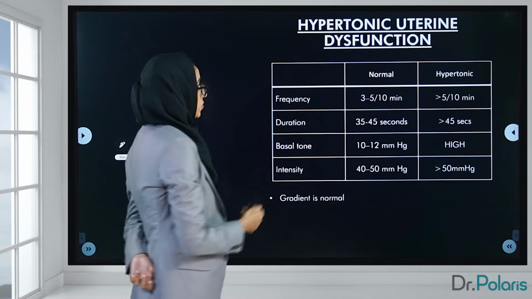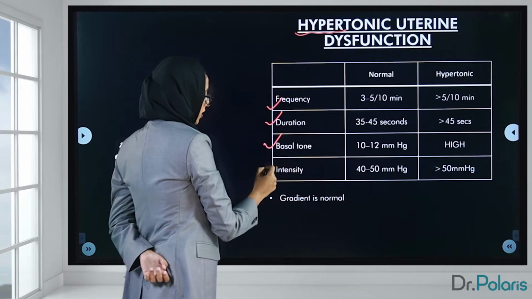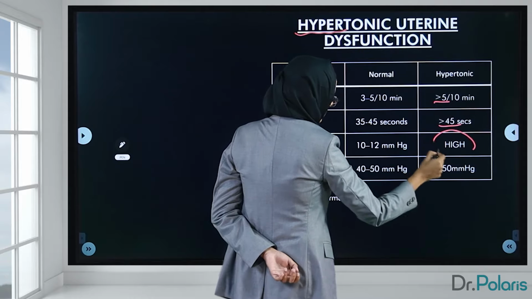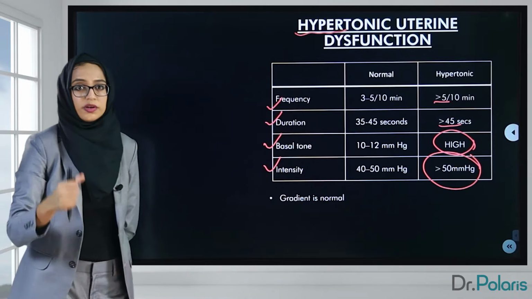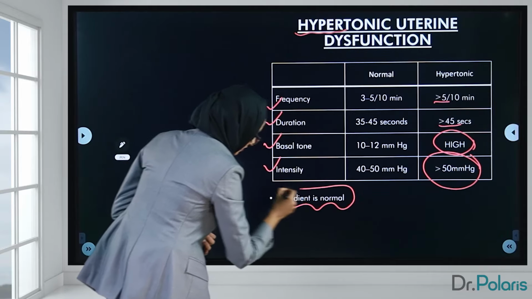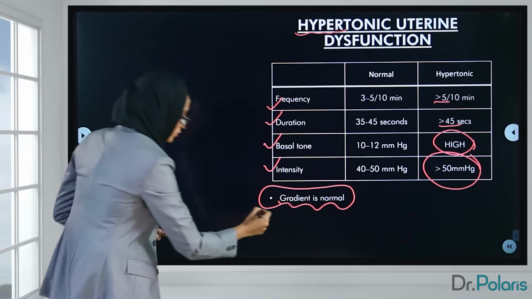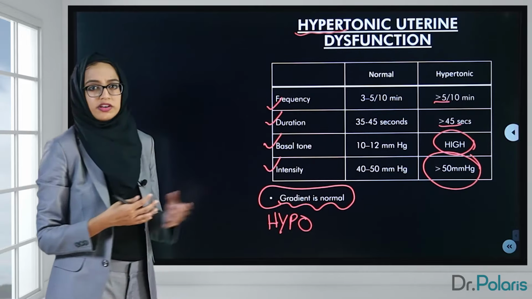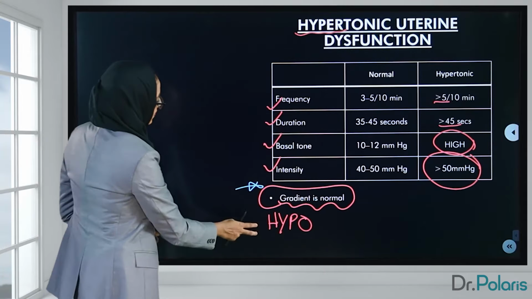So again, like we did for hypotonic, let's compare all of these variables. Okay, so you know frequency is increased, right? Duration is increased, intensity is high, basal tone is high. So all of this is going to result in frequent, strong uterine contractions. But remember this, gradient is normal. Where else was gradient normal? You're right. It was also normal in hypotonic dysfunction. Why am I insisting on remembering this if it's always normal? Because in the next scenario, it won't be.